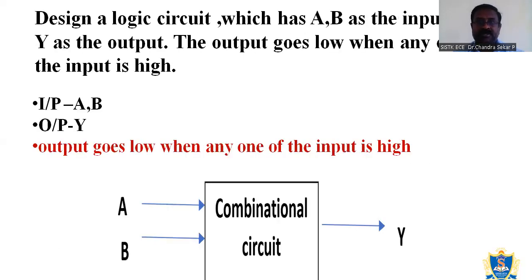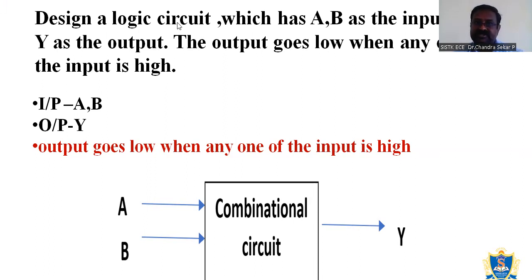Next we are going to discuss one design problem. Here we have to design a logic circuit which has two inputs, A and B, and Y is the output. While you are designing a combinational circuit, please go through the statement clearly and understand the statement. Then only will you be able to design the circuit properly.